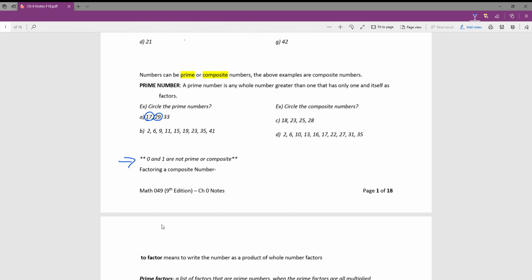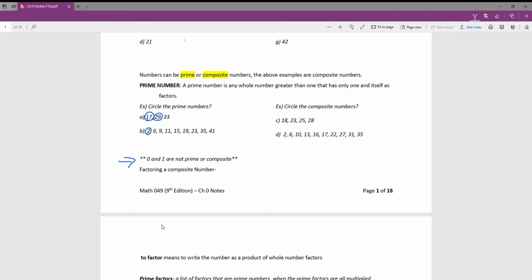29 is prime. If you're not sure, try a few things. 33 is a weird number, but it is not prime. I could factor that with 1 and 33 and 3 and 11. Those are all factors. And so because it has more than just itself and 1, it is not a prime number. Down here, circling the prime numbers, 2, technically prime.